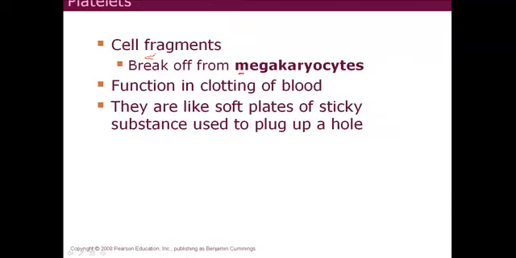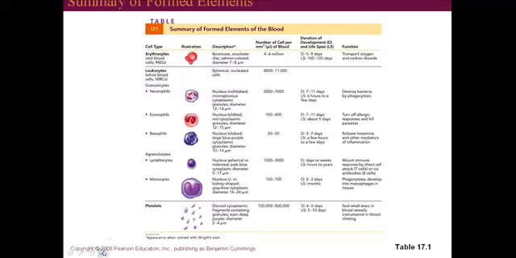Platelets are fragments of megakaryocytes. They function in the blood clotting cascade. They are like soft plates of sticky substance, like glue, and they plug up the hole that's made in the capillary or artery. So this is a great summary of the formed elements. Here are your red blood cells, here are the white blood cells, and here are the platelets. It gives you the numbers, the descriptions, and the functions. You can look that over.